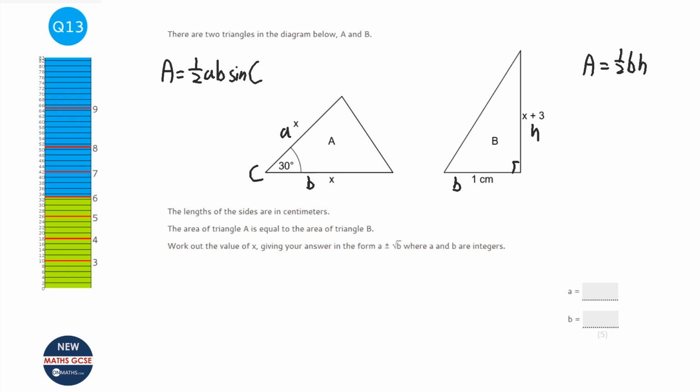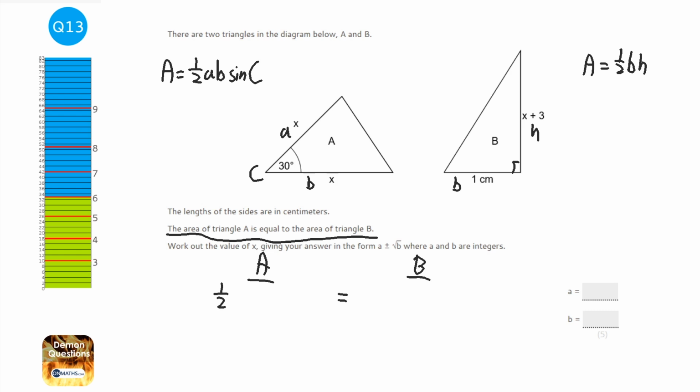Okay, so it says in the question that the areas are equal. So we're going to work out the area of A, we're going to work out the area of B, and then we're going to get them equal to each other. It's that simple. So to work out the area of A, we use our trigonometric area formula. So that's half a b. A is x and b is x, so that's going to be x squared, sine the angle, which is 30. And the other formula for the other triangle is going to be half times 1, well anything times 1 is just itself, times the height. Now whenever you've got an expression, always put it in brackets. So I'm going to put this in brackets.